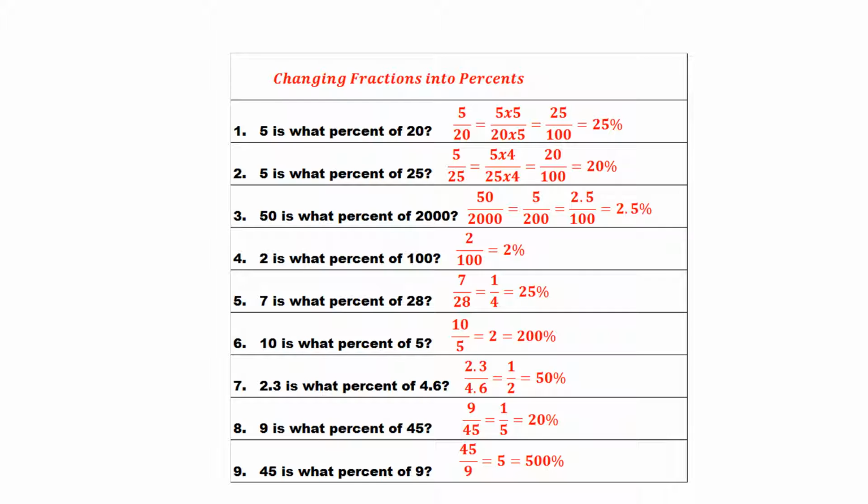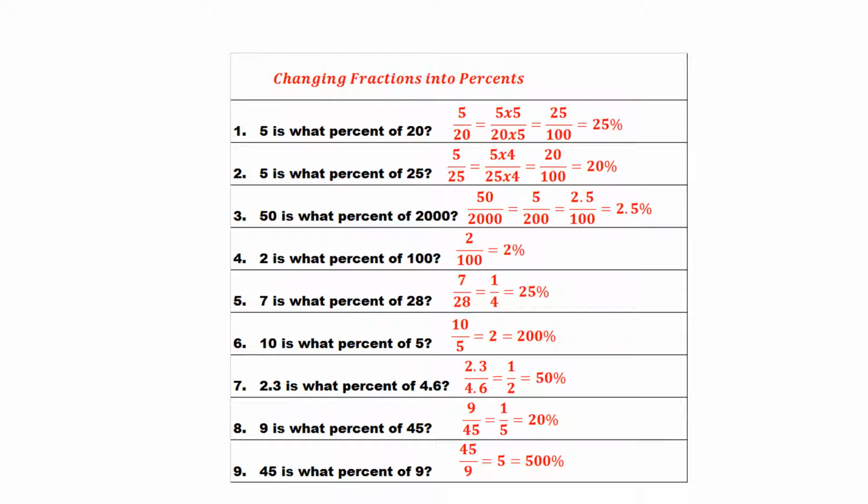Changing fractions into percents. 5 is what percent of 20? What's 5 out of 20? Now 5 goes into 20 4 times, so that's a fourth. And a fourth of a dollar is 25%. Or we could say 5 times 5 is 25 out of 100. Parts out of 100 is the percent, so that's 25%.